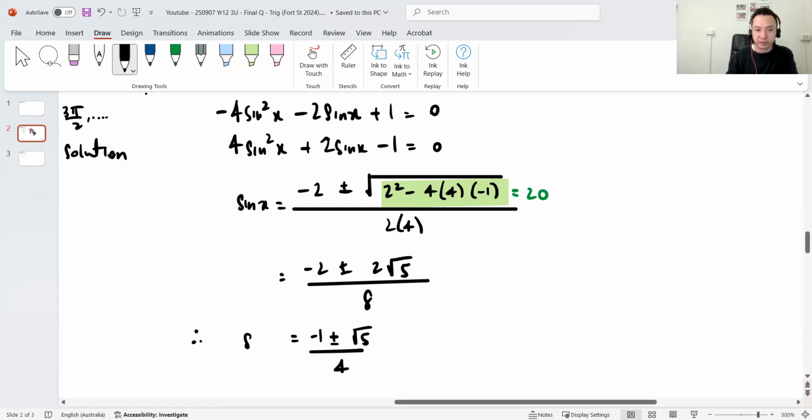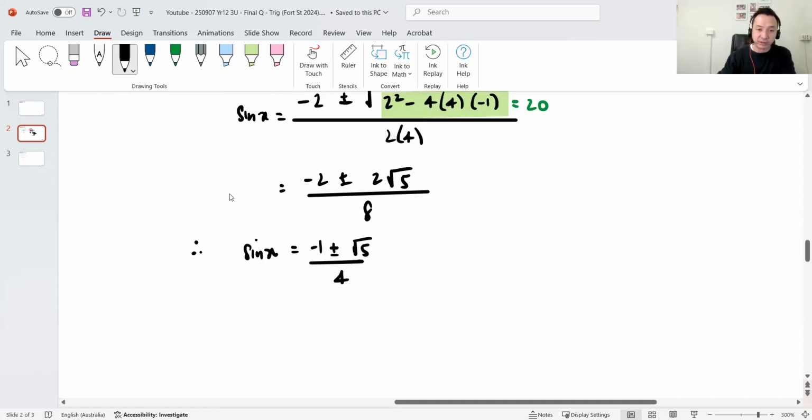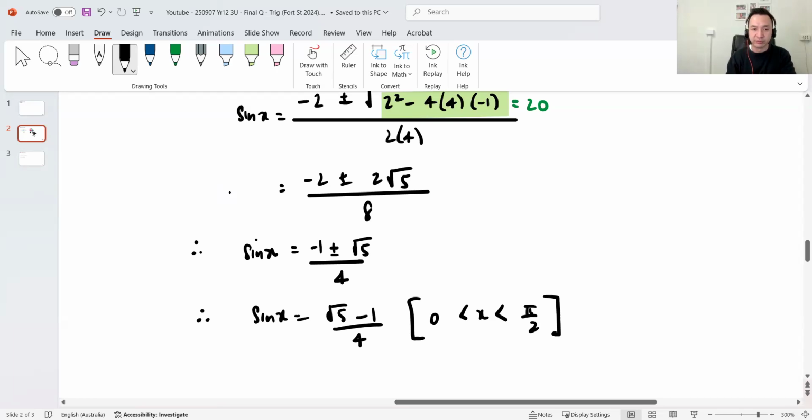Therefore, sine x. Now, since the angle is acute, in the first quadrant, sine has to be positive, so it can't be the negative case, so therefore, sine x equals the plus case, root 5 minus 1 on 4, because x is between, oh sorry, no equal sign, 0 and pi on 2. Yeah, it's in the first quadrant. So I think that's what they want to prove. Yep, perfect. Done. Guys, that's 3 marks, right?